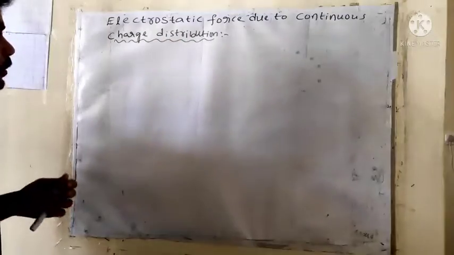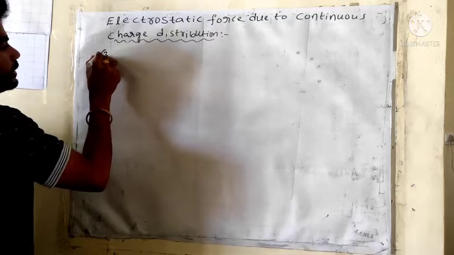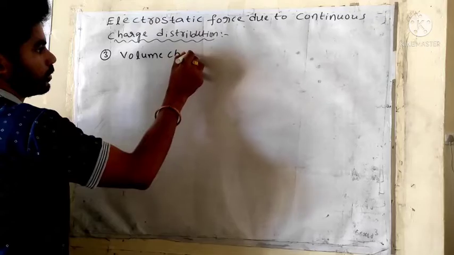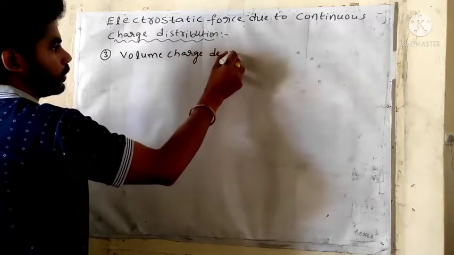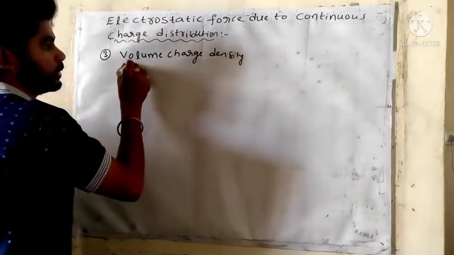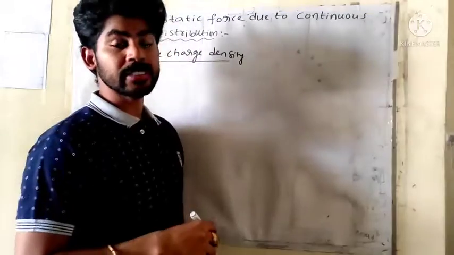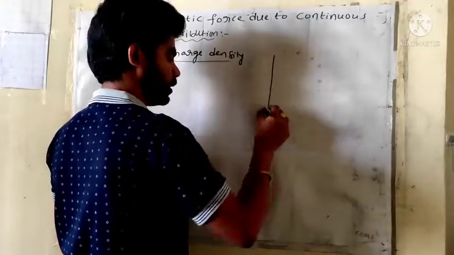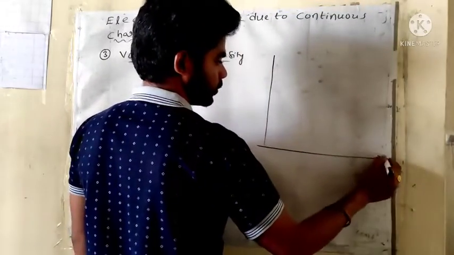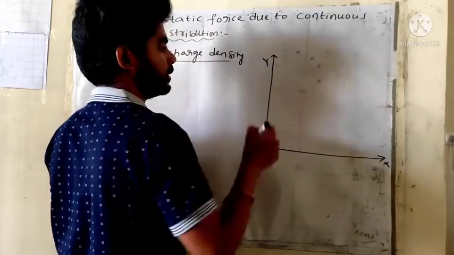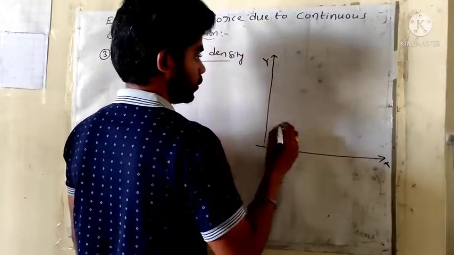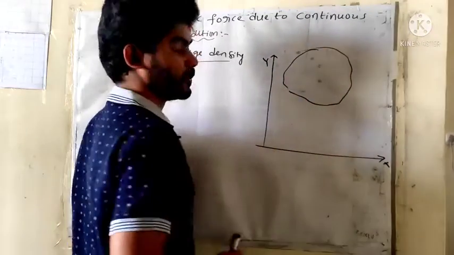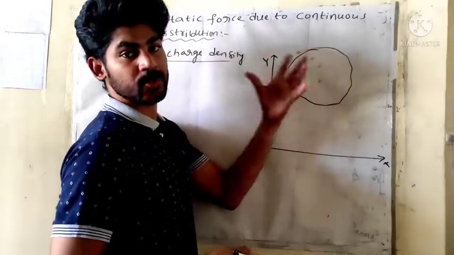Next, the third one. What is the third one? The third one is volume charge density. Volume charge density means charge is distributed in 3 dimensions. This is the x-axis and this is the y-axis. Here, let us consider one irregular shape, a spherical body, this one.